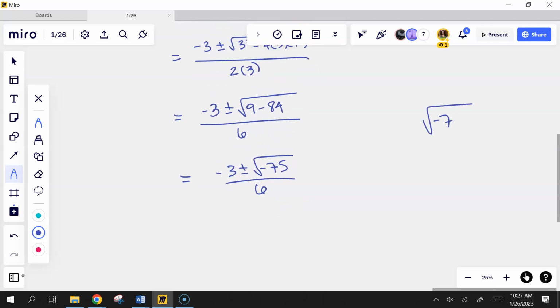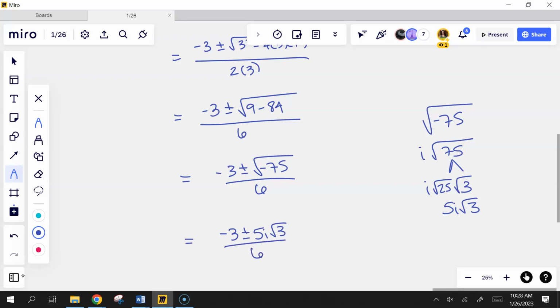All right, so let's come over to the side. I know that I can take an I out, right? But what else can I do to 75? Divide it by 25. So the square root of negative 75 is the same thing as 5I root 3. Well, the plus or minus is in the problem. That's what I'm plugging back in, right? So I'm doing negative 3 plus or minus 5I root 3 over 6.